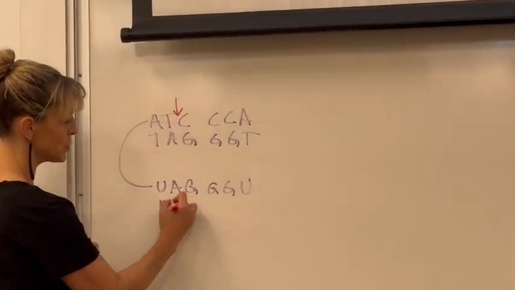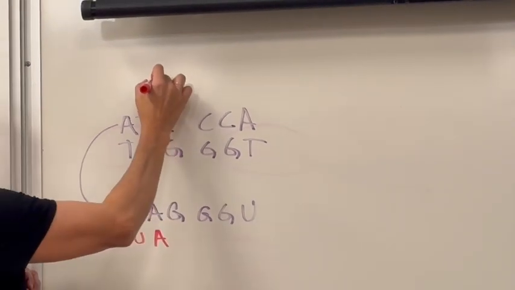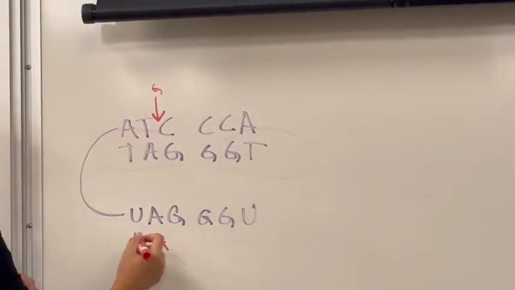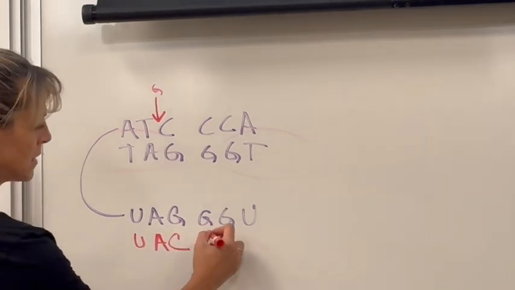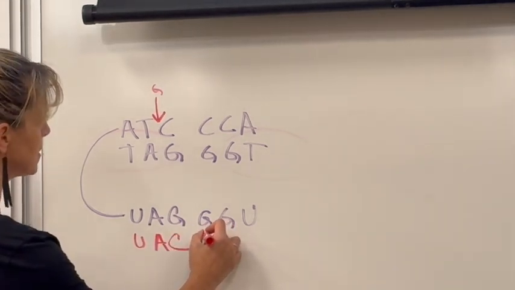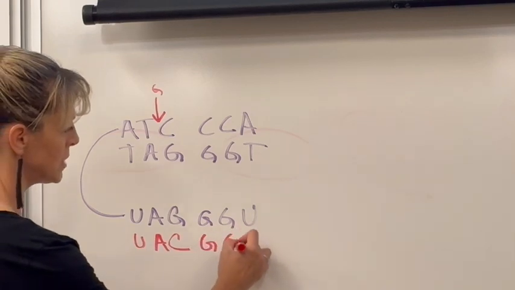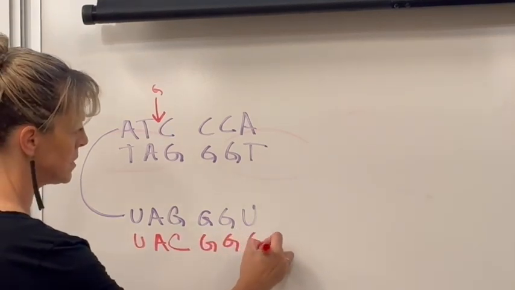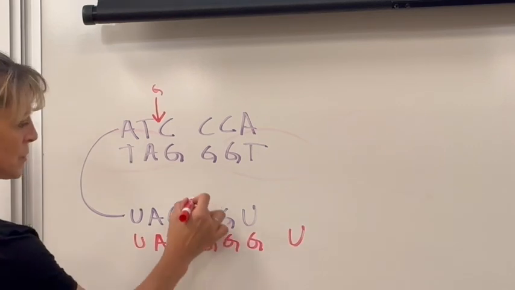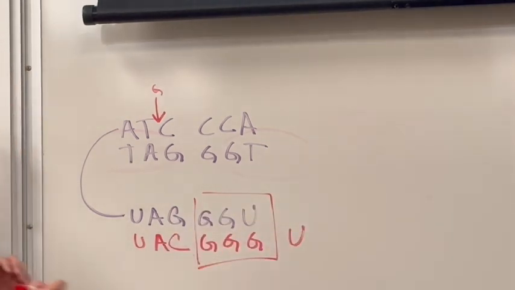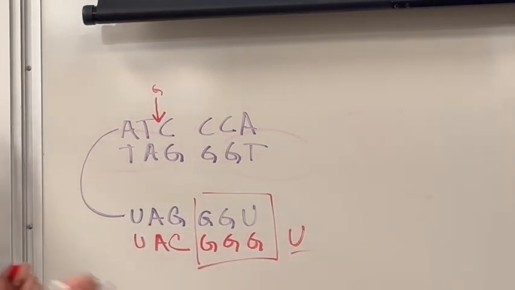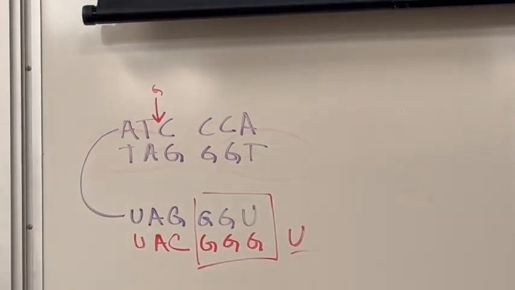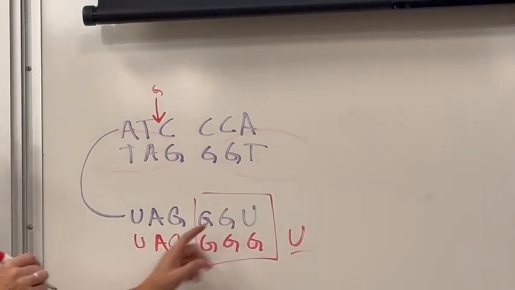Now it's gonna be UA, let's say this is a G. Now it's gonna be UAC and GU. So see how it changed this amino acid sequence, and now we've got a leftover weird one that's gonna shift them all down. So that's a frame shift. A frame shift is when you move the codon.